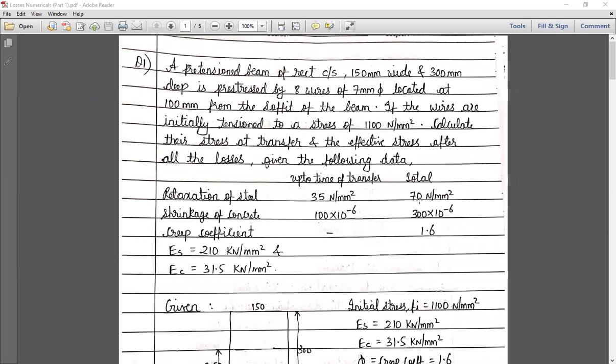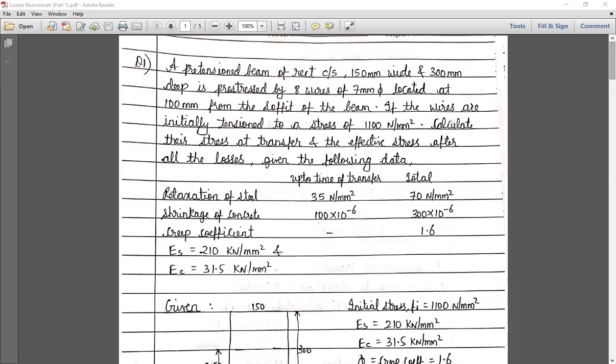So this is the data. Relaxation of steel is given to us, 35 up to the time of transfer, and total is given. Okay, so there are two cases: relaxation of steel up to the time of transfer and the total beyond the time of transfer. Shrinkage of concrete again up to the time of transfer and total, and creep coefficient is given, and modulus of elasticity of steel and modulus of elasticity of concrete is given to us. So this is the question. I hope the question is clear.